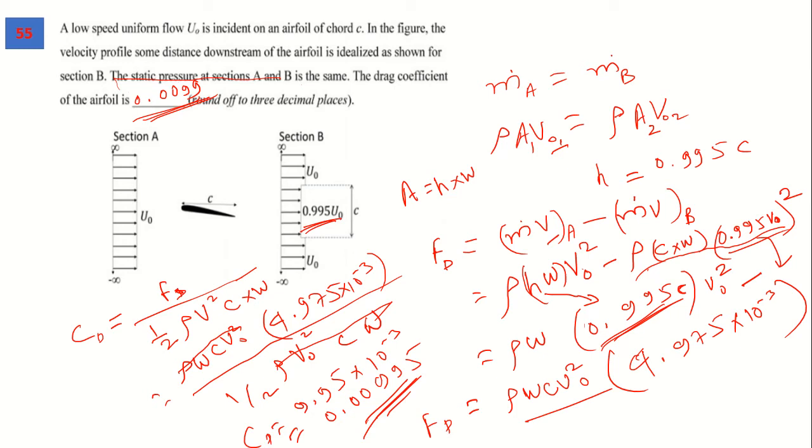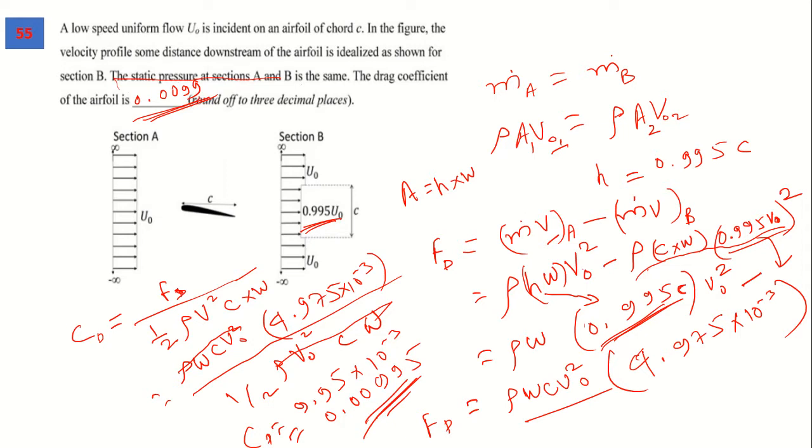And the last question of GATE Aerospace 2020 is: a low speed uniform flow U naught is incident on an airfoil of chord C in the figure. The velocity profile some distance downstream of the airfoil is idealized as shown for section B. So here you can see section A and this one is section B. The static pressure at section A and B is the same.